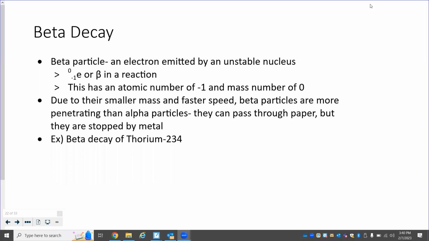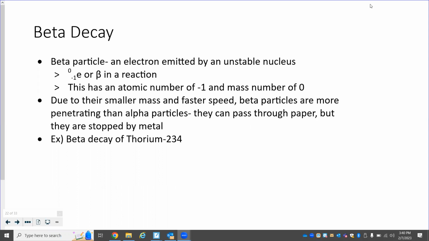All right, so let's look at beta decay. This means that we're giving off a beta particle. A beta particle is an electron that is emitted or given off by an unstable nucleus. So the nucleus is actually like repelling those electrons essentially.